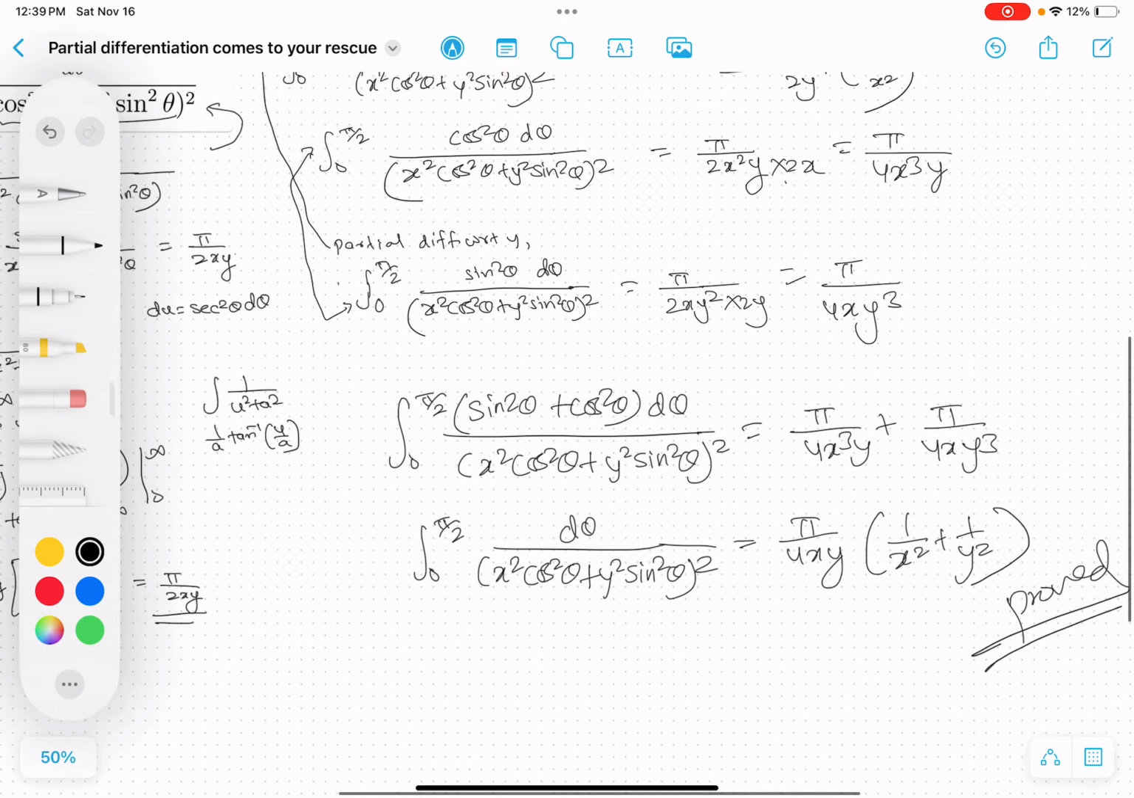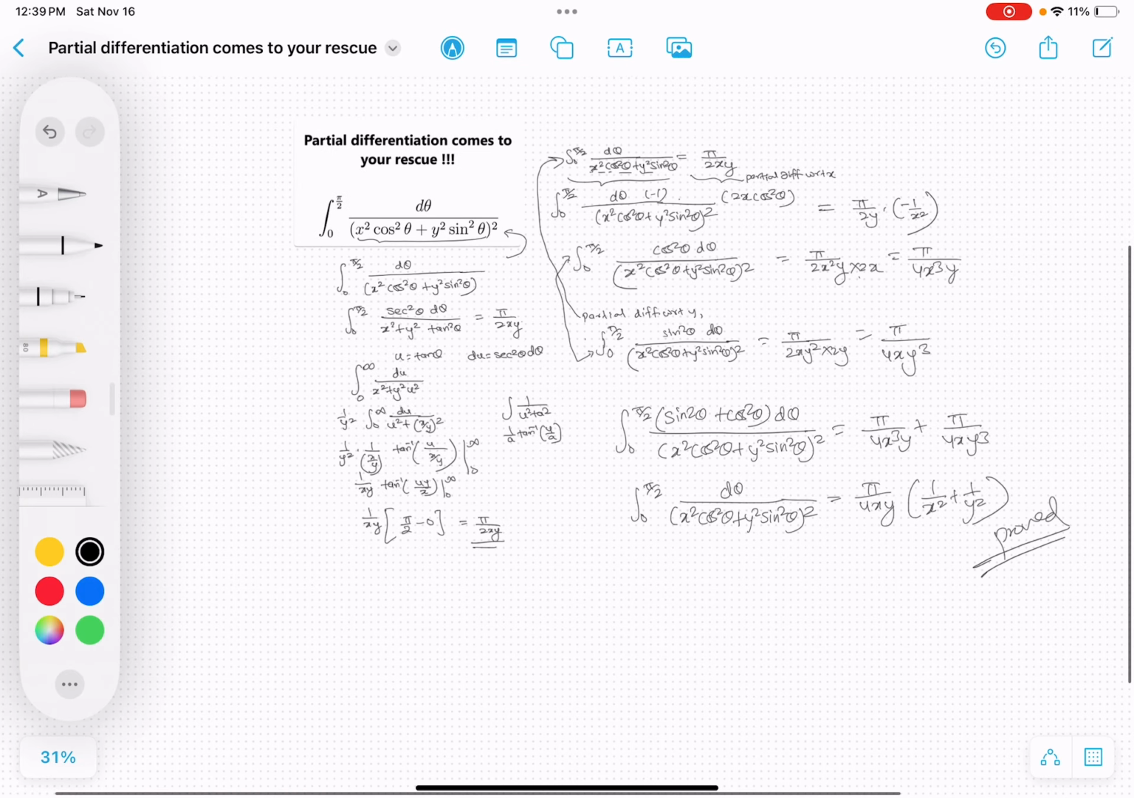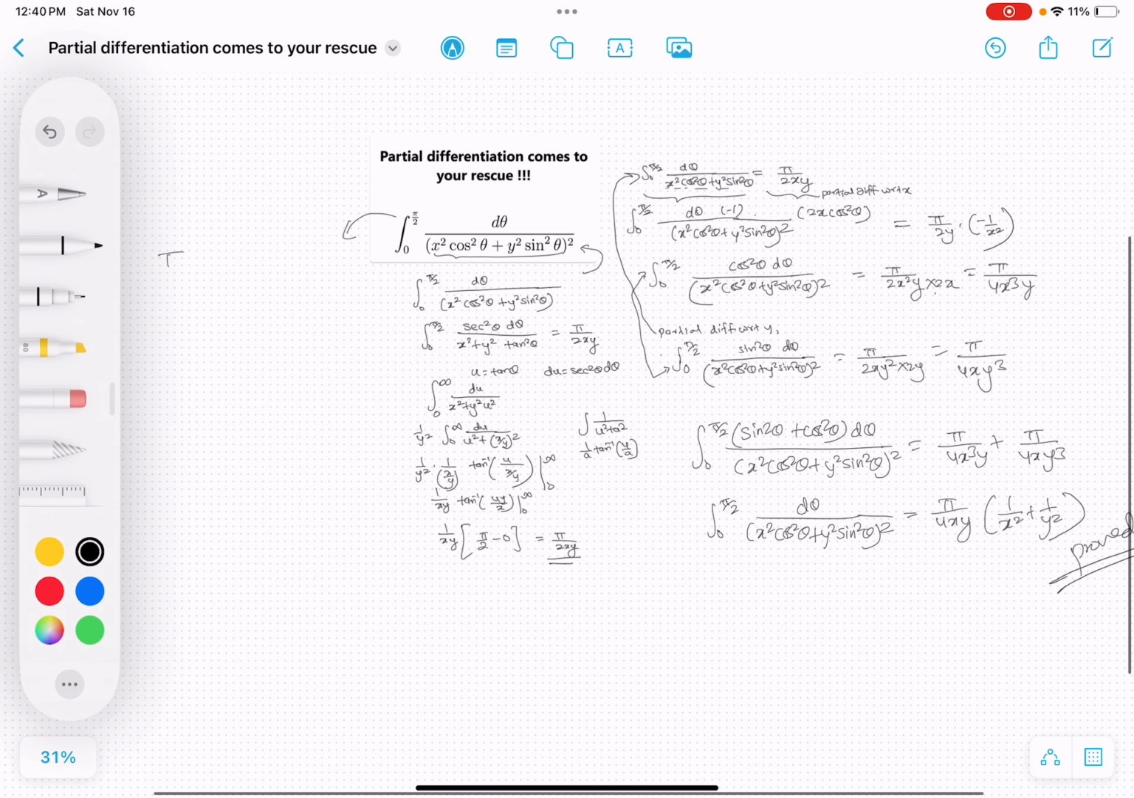Wow. So the answer for this integral is the textbook answer. I'm just writing it in a different form to match the answer in the textbook. So this will be pi by 4xy times (1 by x square plus 1 by y square). And how did we solve it? We solved a different integral, then did a partial differentiation with respect to x and y, manipulated the result, and then added the results to get the required integral. So this is how partial differentiation can be helpful to solve some integrals.